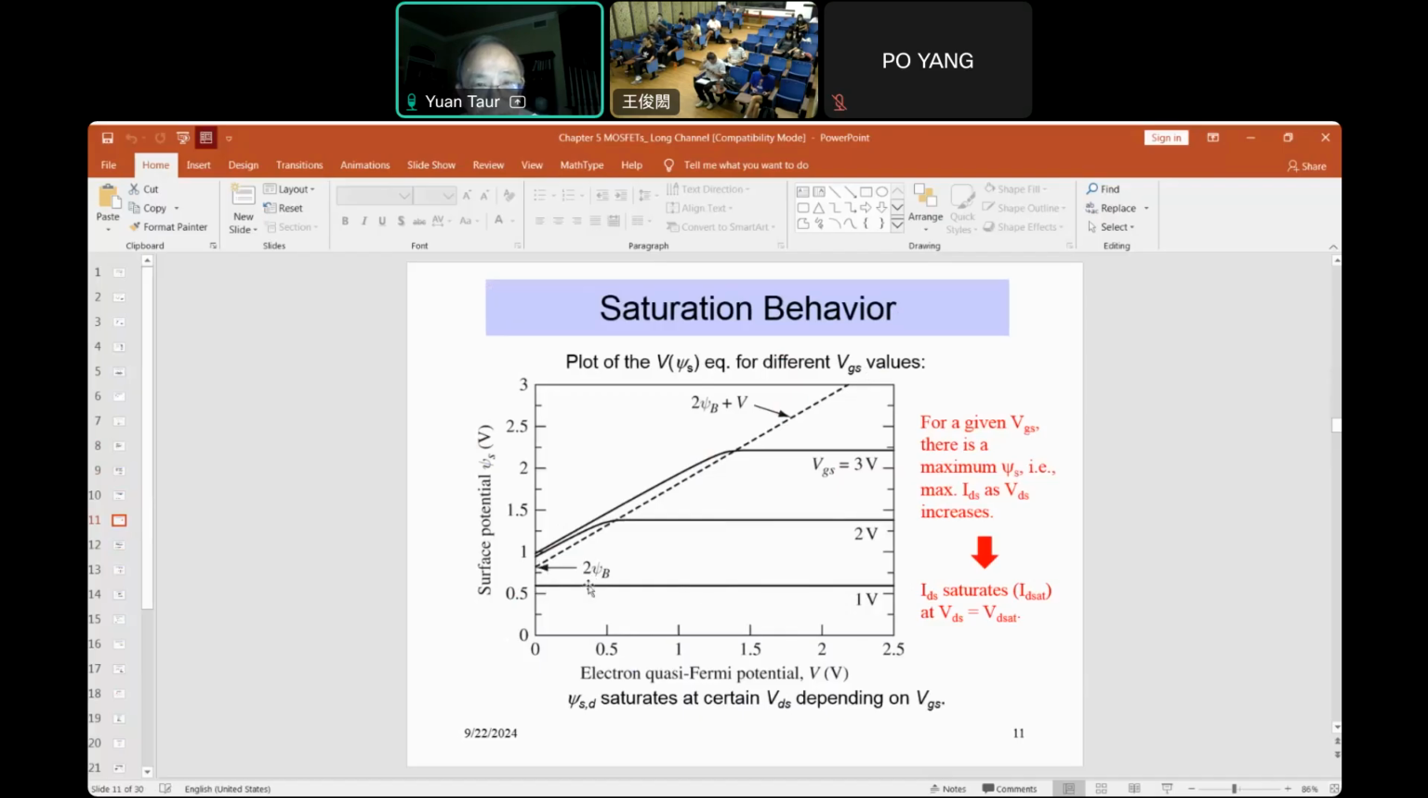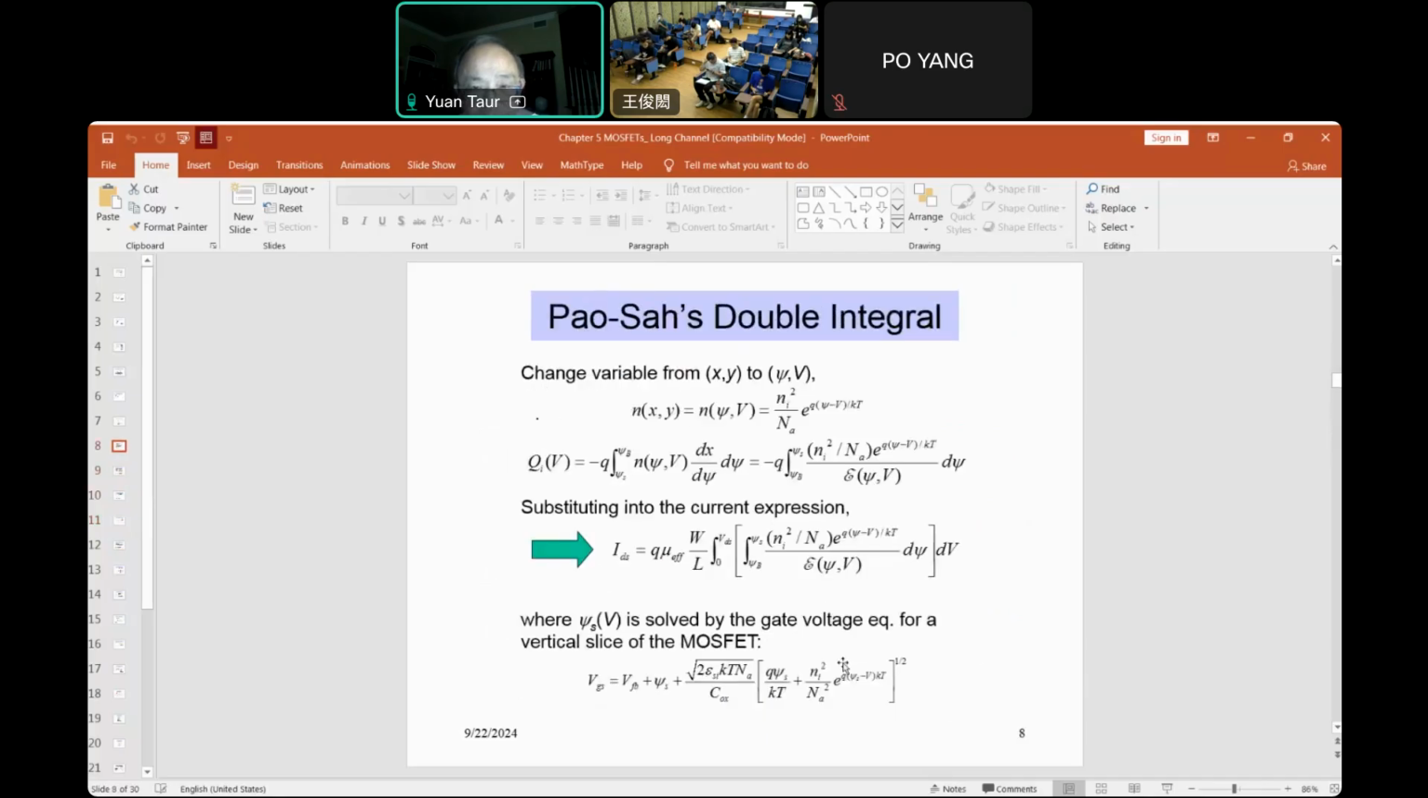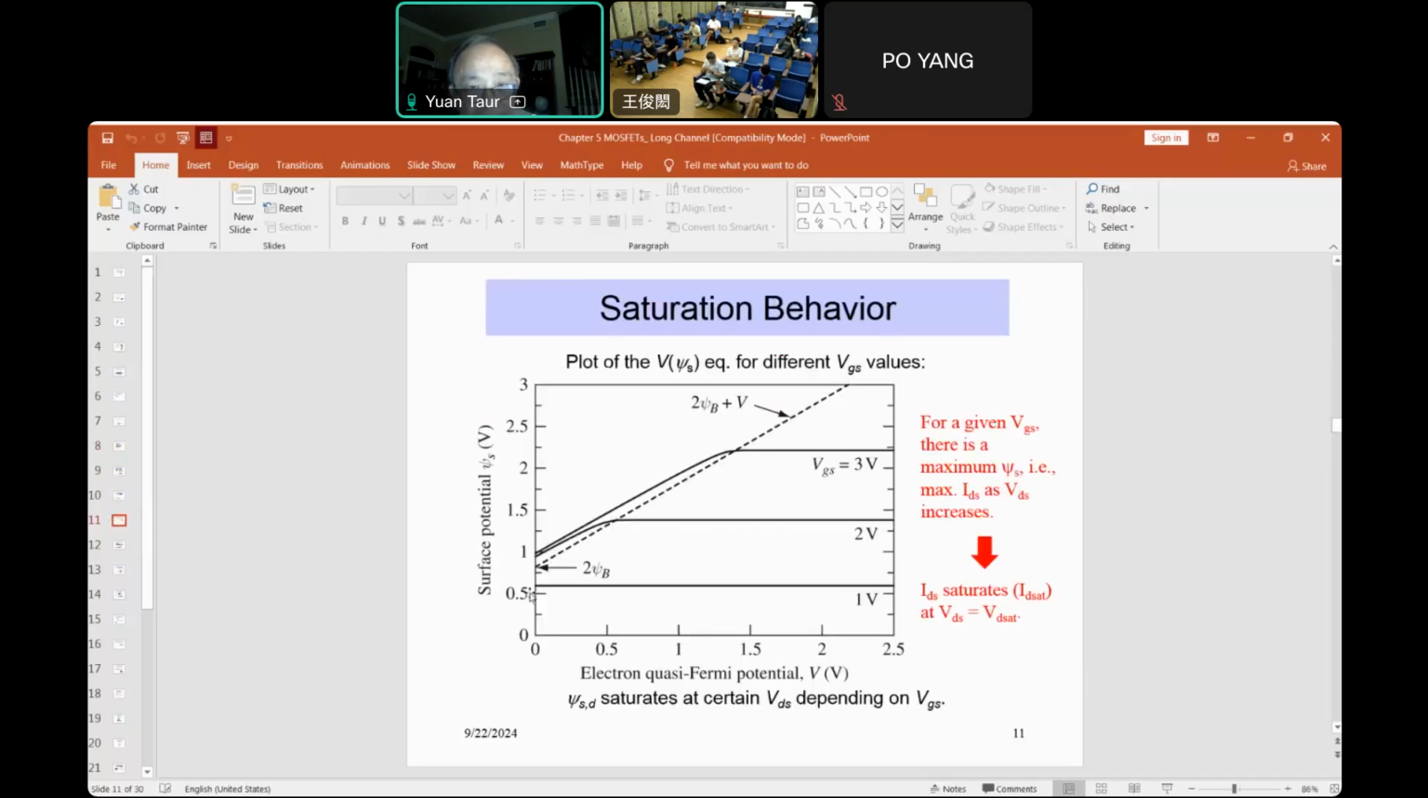In subthreshold, you can see that the psi S has no V dependence, and that can be understood because the only V dependence comes from this term. This is an inversion charge. If it's subthreshold, this term is negligible, so the effect of V on psi S is like nothing. So psi S is a constant function of V, shown here. That's the lowest curve.